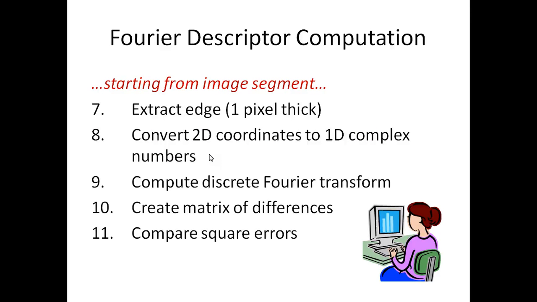So let's continue. We did 1 through 6 was the Barkoky method. Now we're going to do 7 through 11. Well, it's not really the coarser method, it's this Fourier Descriptor method. 7, we extract the edge, and it's 1 pixel thick. 8, we convert the 2D coordinates to one-dimensional complex number vector. 9, we compute the discrete Fourier transform of this vector. Then we create the matrix of differences, and we compare those square errors to see which letters match.